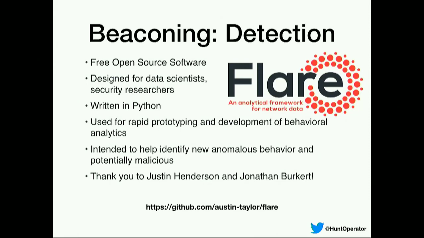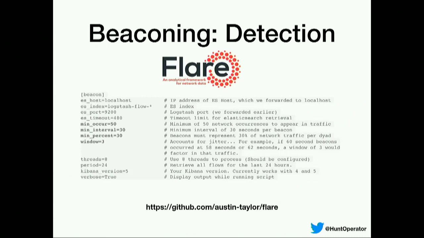So this is what the Flare ini file looks like. It allows you to configure the host that's running Elasticsearch, and whatever the port is. And then there are some settings specific to detecting beaconing inside of Elasticsearch in here. You'll notice the minimum occurrence, the minimum interval, and then the minimum percentage for your beaconing thresholds.